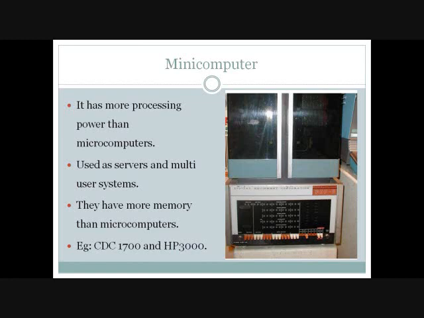Mini computer. Mini computers have more processing power in comparison to microcomputers. They are used as servers and multi-user systems. Means at one time many users can use the system. But microcomputers are personal computers and an individual can use them at a time. They can store more memory than microcomputers. A large number of devices can be attached to mini computers. CDC 1700 and HP 3000 are examples of mini computers.